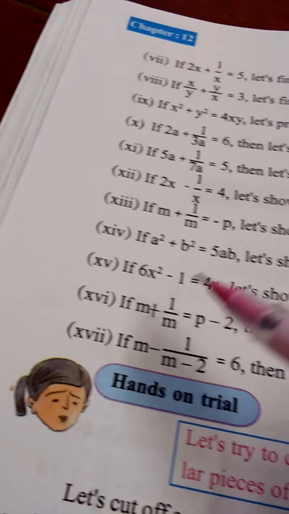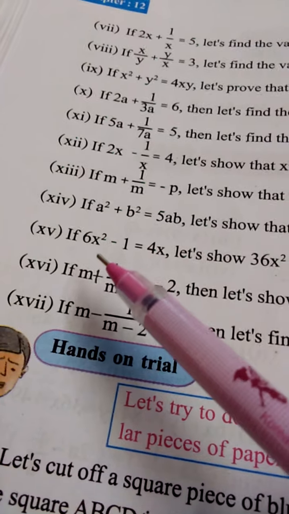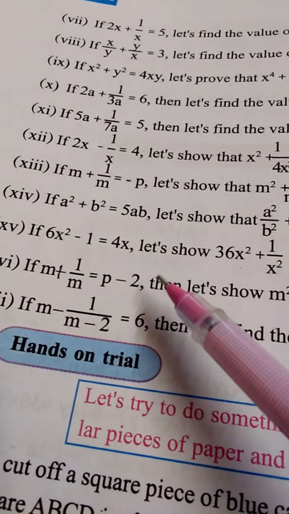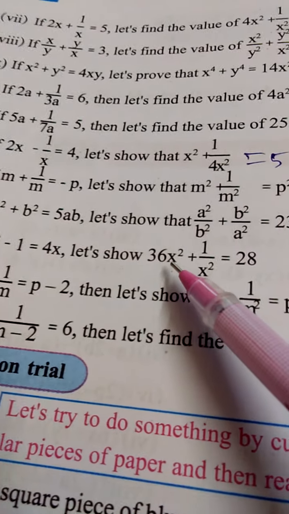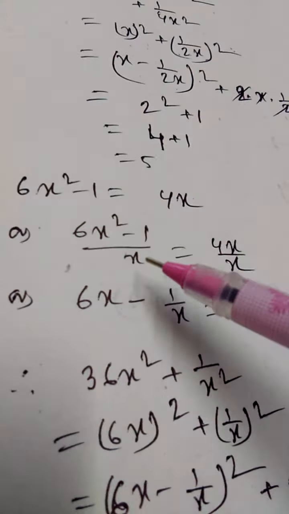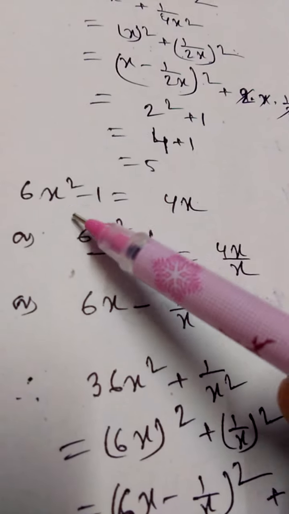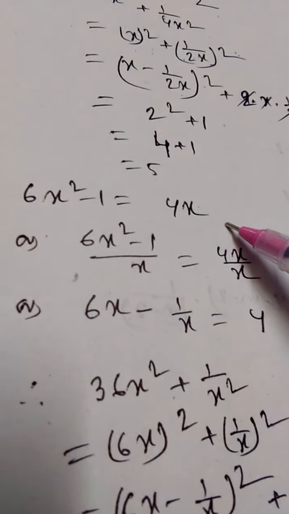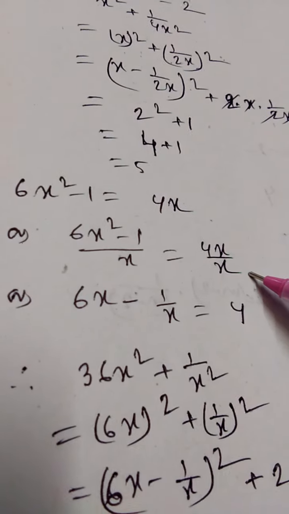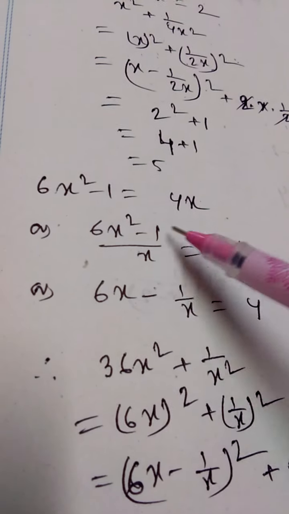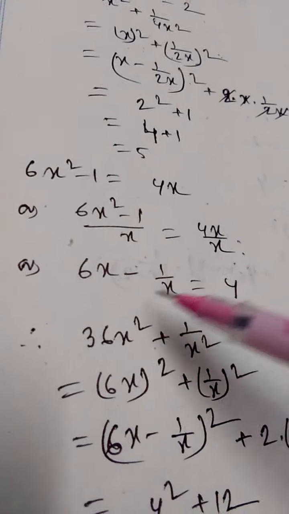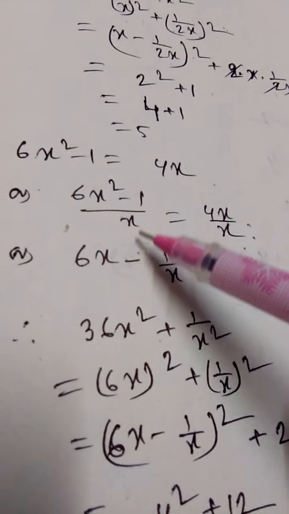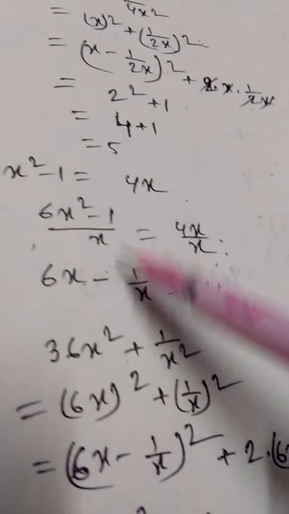Next, see the problem. 6x square minus 1 equal to 4x, and we have to show that 36x square plus 1 by x square equal to 28. 6x square minus 1 equal to 4x. If we divide both sides of the relation by x, then we will get 6x square minus 1 by x equal to 4x by x. That is, 6x square by x means 6x, minus 1 by x equal to 4.